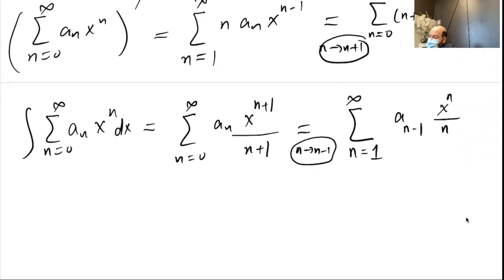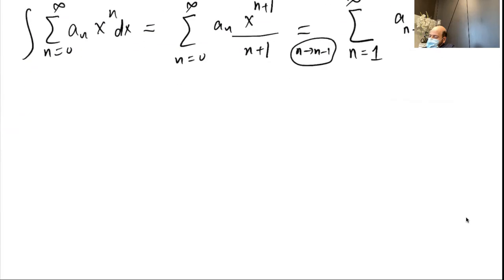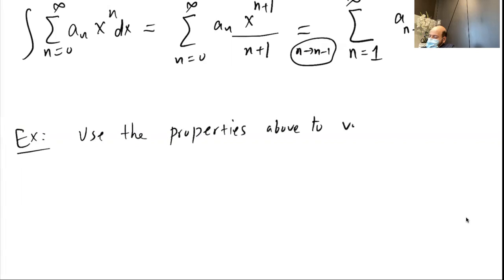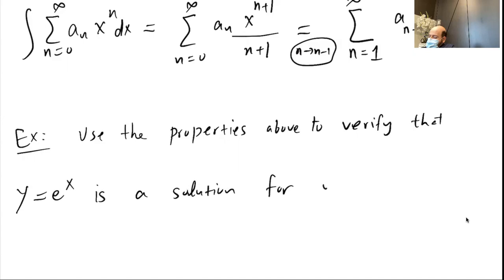All right, now let's apply these properties in order to solve a simple ODE problem. Example: use the properties above to verify that y equals e to the x is a solution for y prime equals y. So y prime equals y is a differential equation, and we know that e to the x is a solution for this.